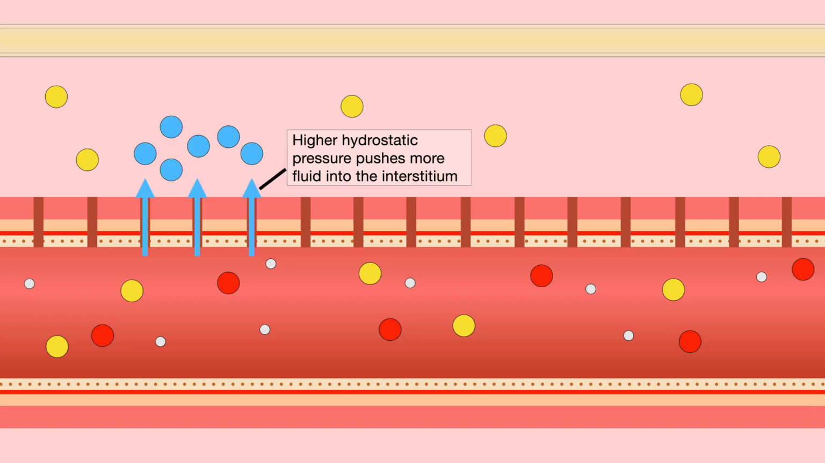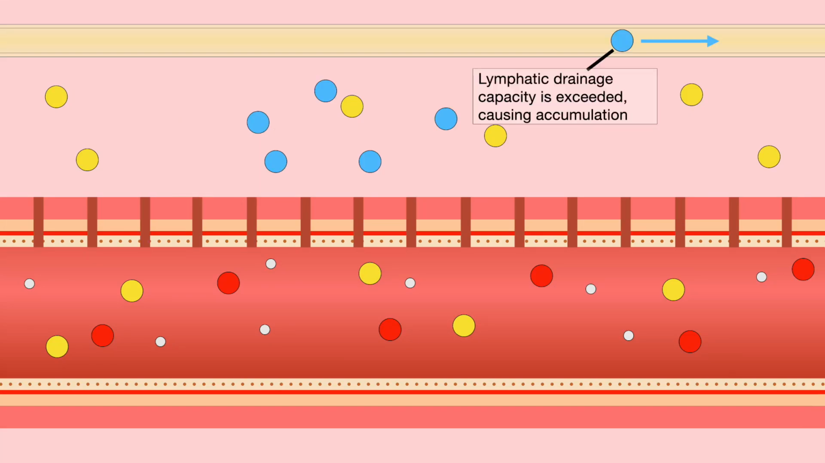Again, the mechanism behind it is that increased hydrostatic pressure is going to push more fluid through those endothelial gaps, resulting in higher fluid concentrations within the interstitium. That is then going to overwhelm lymphatic drainage capacity, causing fluid accumulation and edema.